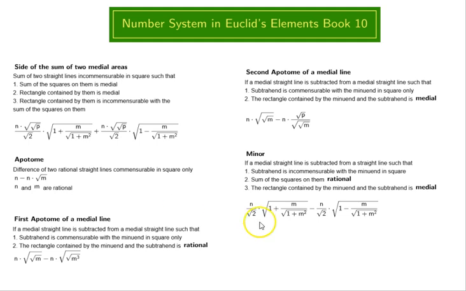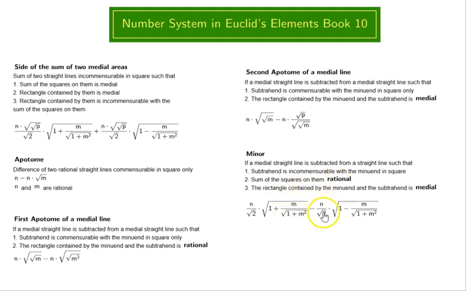So then we have minor. If a medial straight line is subtracted from a straight line such that the subtrahend is incommensurable with the minuend in square, the sum of the squares on them is rational, and the rectangle contained by the minuend and the subtrahend is medial. So again, this is the modern way of putting it. So here, this and this are incommensurable in square because of this square root of 1 plus m squared in the denominator.